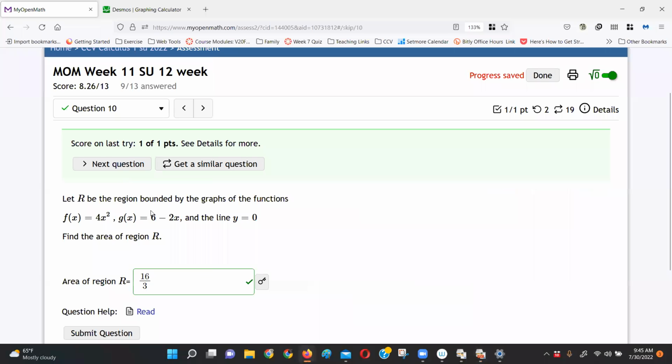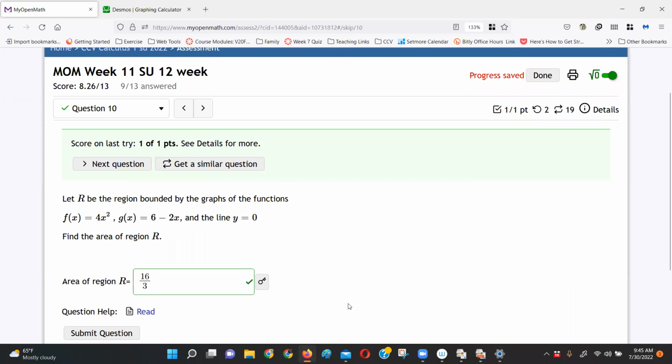Okay, so for this question, we've got another area. We've got to find the area of a region. But here, notice we've got three constraints. We've got that parabola, we've got that linear function, and we've got the x-axis, right? Y equals 0 is the x-axis.